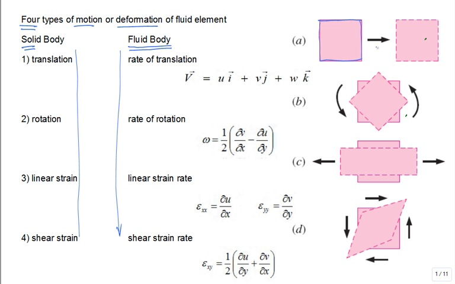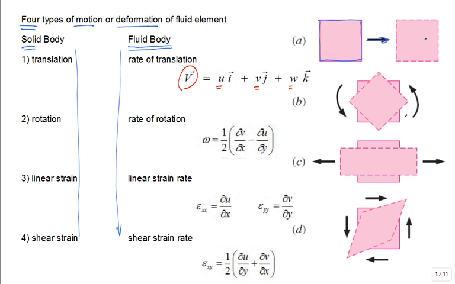So we visualize it as undergoing a translation, if it's a solid, or rate of translation. So think about the velocity vector v, and it's moving at a certain rate in the x and in the y and in the z. So that velocity vector field describes its rate of translation.